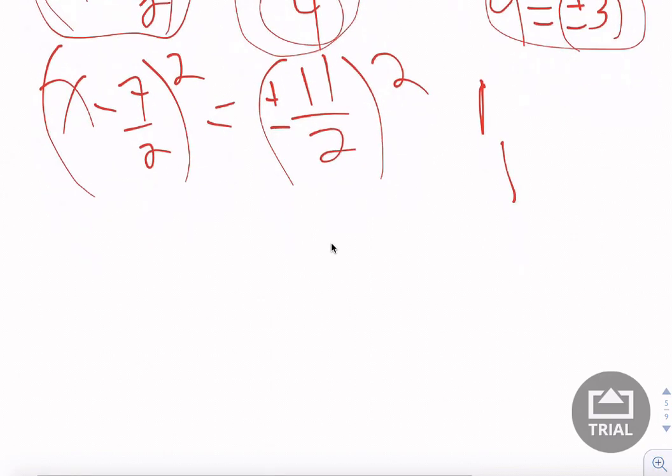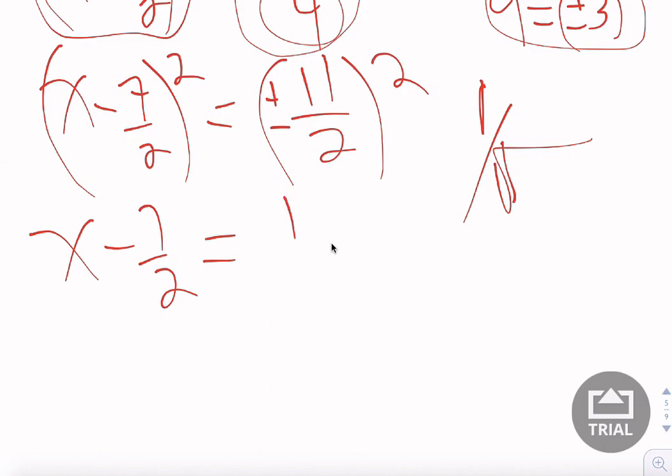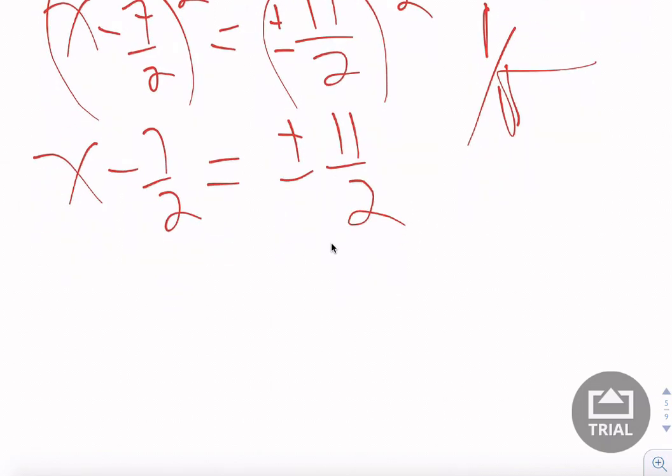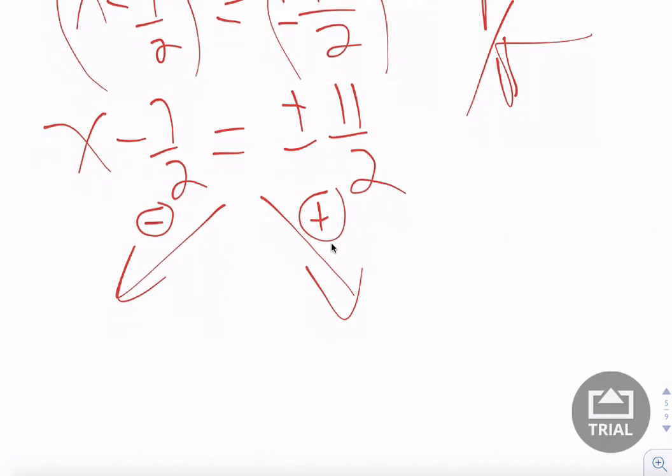Well, what do you do to both sides? You have to square root both sides. So x minus 7 over 2 will equal plus or minus 11 over 2. If I want to make decimals, I can, absolutely. Again, I don't encourage decimals. You can, but I don't encourage them. So if you look at it, I'm going to have two answers coming from this, right? I'm going to have the negative one and the positive one.